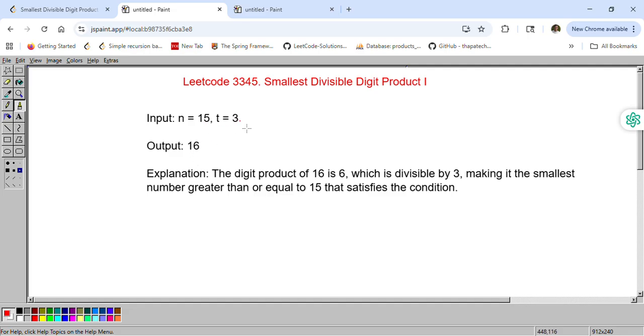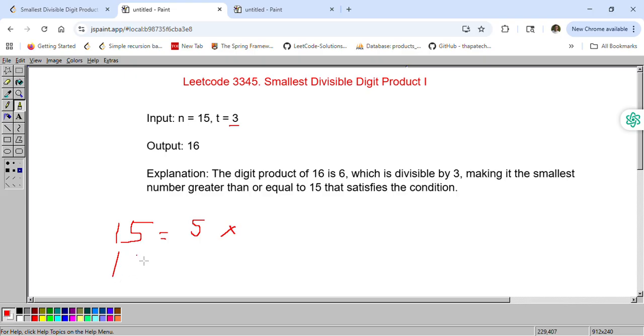N is equal to 15, t is equal to 3. We want to find a number which is 15 or more than 15, where the product of the digits is divisible by t. So 1 into 5, the product of the digits is 5. Is it divisible by 3? No, it's not divisible by 3.